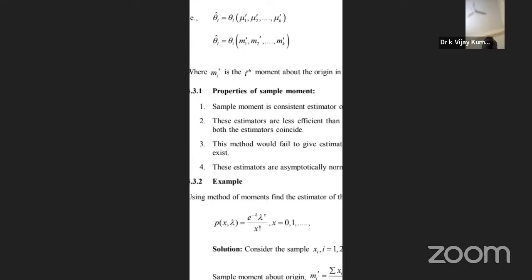Am I audible? Shivareddy, can you hear? Yes, sir. It is audible, sir. Sample moment is consistent. Just a minute. Share screen is gone.